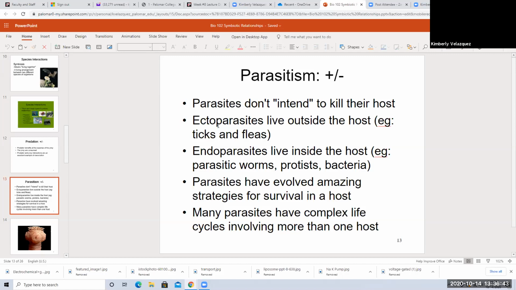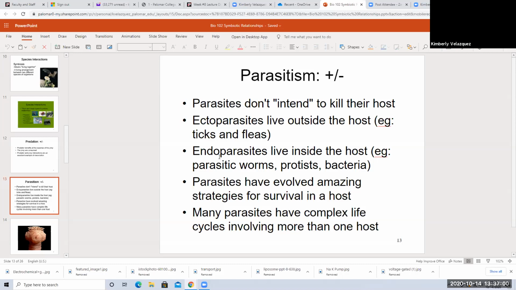Okay, so an ectoparasite lives on the outside, such as a tick or a flea. An endoparasite lives inside the host, such as a parasitic worm, a protist, a bacteria, although we do have bacteria on the outside of our bodies too, but most of those are symbiotic in a good way.